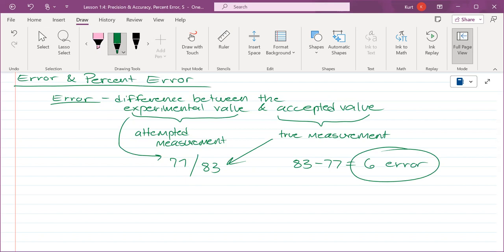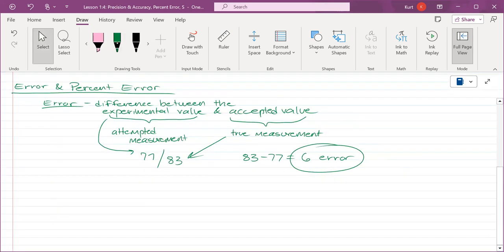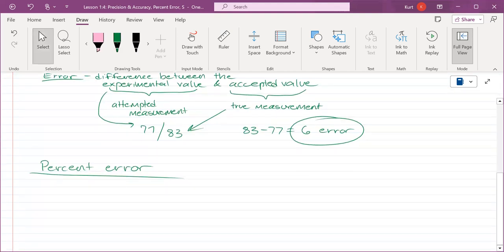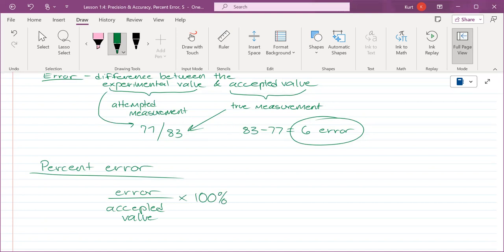Easy. Okay, what's the catch, Thorson? I mean, that's too simple. Now you got to do percent error. This is opposite than percent accuracy. If Alex wanted to know what his score was on this quiz, he would take the number he got right over 83, and that would be its percent accuracy. We want to do percent error. So this is going to be error over accepted value times 100. And that gives you your percent error.